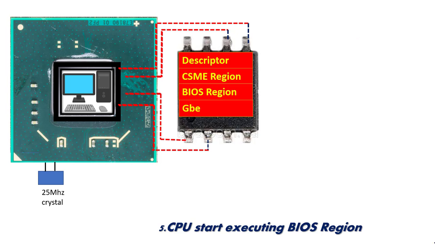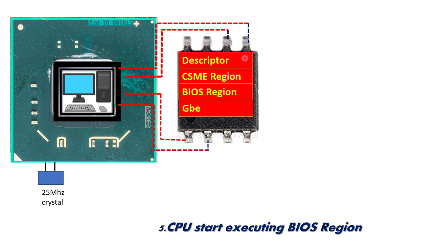The first region is called the descriptor. The descriptor is basically the index page of the BIOS. Just like a book has an index page that tells us about all the chapters and where they are, similarly the descriptor is the portion that tells about the different regions, their locations and their sizes.